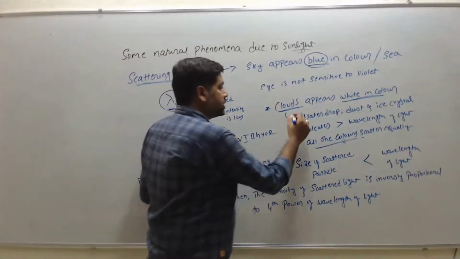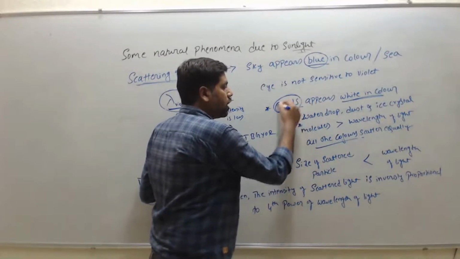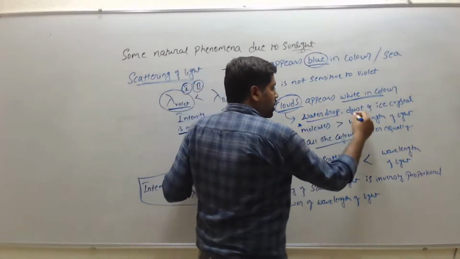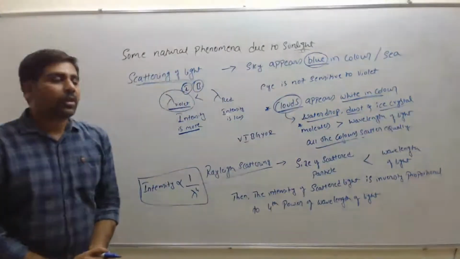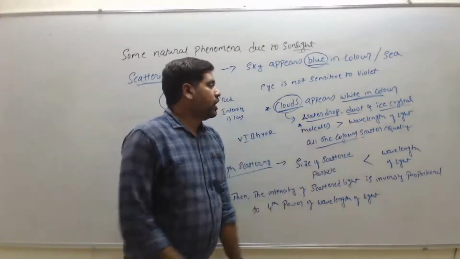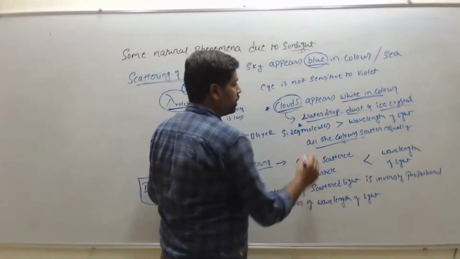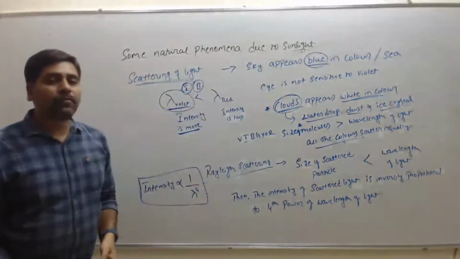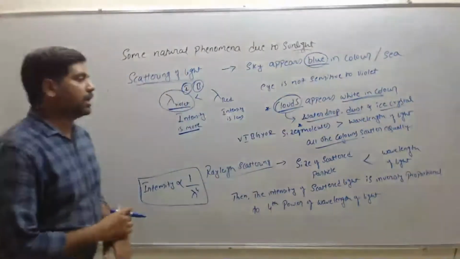So the main condition is that the particles contained by the clouds, that is water drops, dust and ice crystals, are all greater in size than the wavelength of light. The size of the molecules is greater than the wavelength of light. That's the reason the clouds appear white in color.